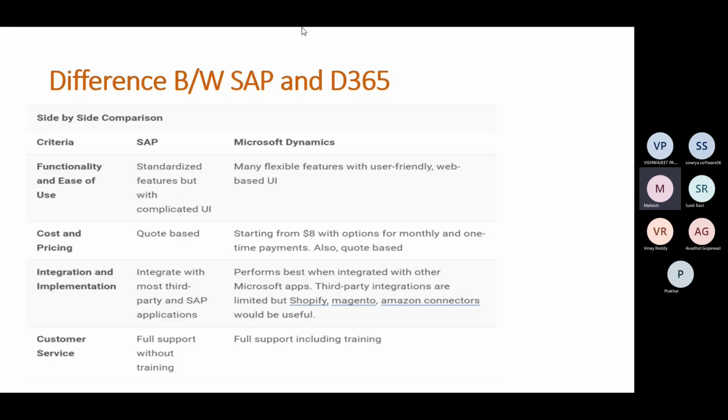And cost and pricing, as discussed, it is code based for SAP, and for Microsoft it starts from $8 monthly, and one-time payments are also code based. It's two multiple options. Integrations: integrated with most third-party and SAP applications, and performs best when integrated with other Microsoft apps. Third-party integrations are limited, but there are a couple of examples mentioned.